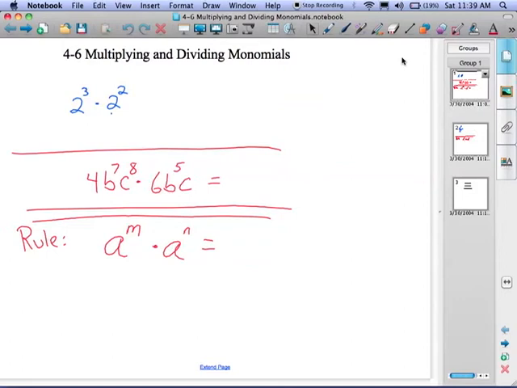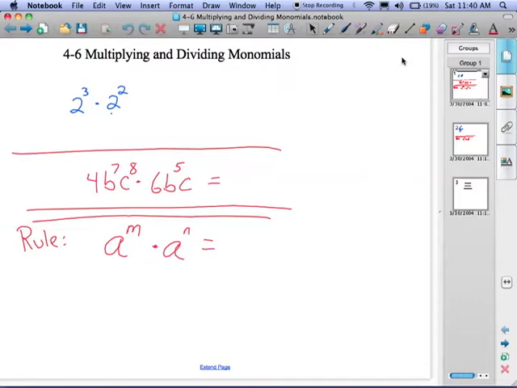4-6, multiplying and dividing monomials. As you can see here at the top in the blue, we have 2 to the third power times 2 to the second power. 2 cubed times 2 squared. Again, we're not interested in being able to expand the 2 to the third power and the 2 to the second power and finding out what all those 2's multiply out to be. We're not interested in that.